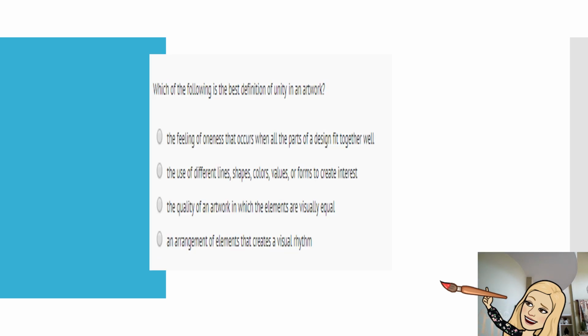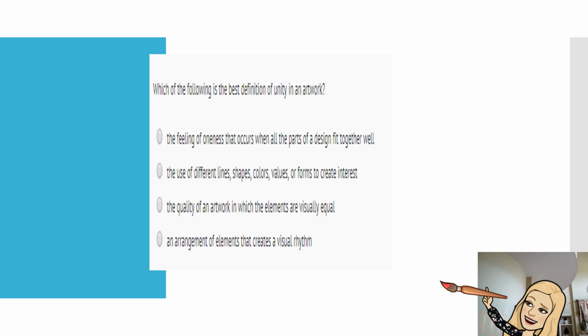Okay, here's the next one. Which of the following is the best definition of unity in an artwork? Our answer choices are, these are hard to read. It's all squished up. I needed to do better on this. Okay, the feeling of oneness that occurs when all the parts of a design fit well together.